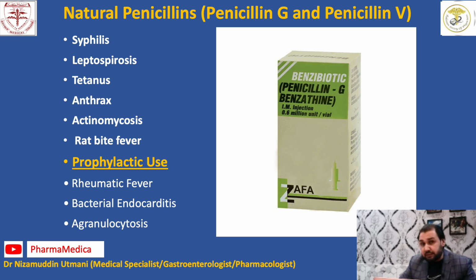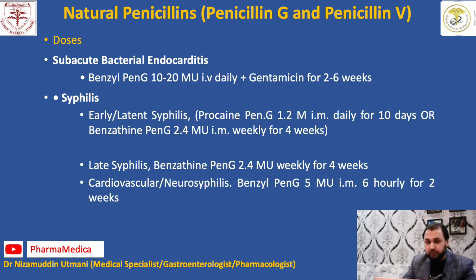For prophylaxis, which means if you are giving this drug just to prevent the occurrence of disease, like for rheumatic fever, we give benzathine penicillin, and we give that once a month. For bacterial endocarditis, again, you can give that long acting. For agranulocytosis, again, you can go for that long acting penicillin. So these are the different doses.